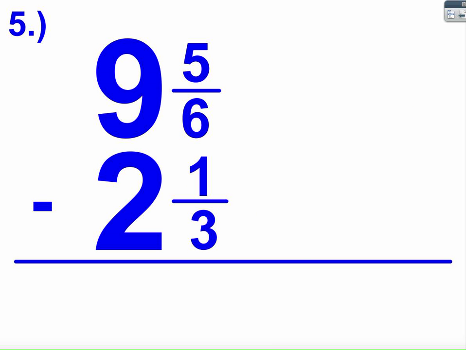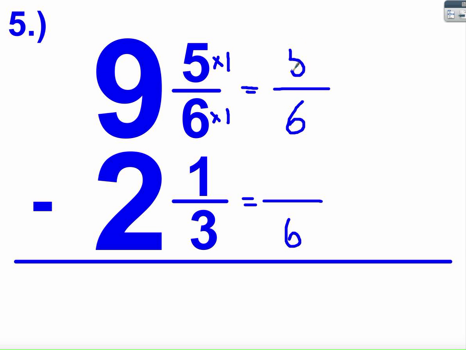Let's look at subtraction. 9 5/6 minus 2 1/3. So once again, we need equivalent fractions. We're going to ignore the whole numbers first, so we're going to ignore 9 minus 2. 6 and 3, so the 6 and 3 can divide evenly into 6's. And make our equivalent fractions. Times 1, that's 5/6. And times 2, and times 2, that's 2/6. So now I have common denominators and I can subtract.